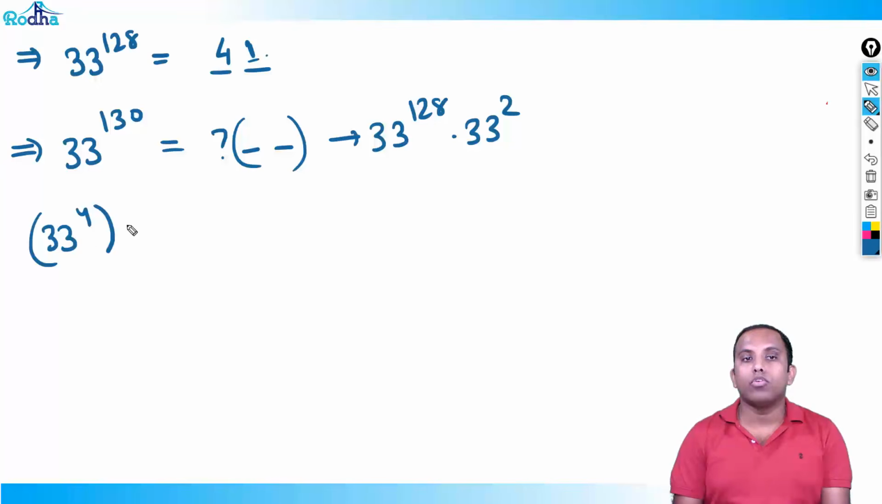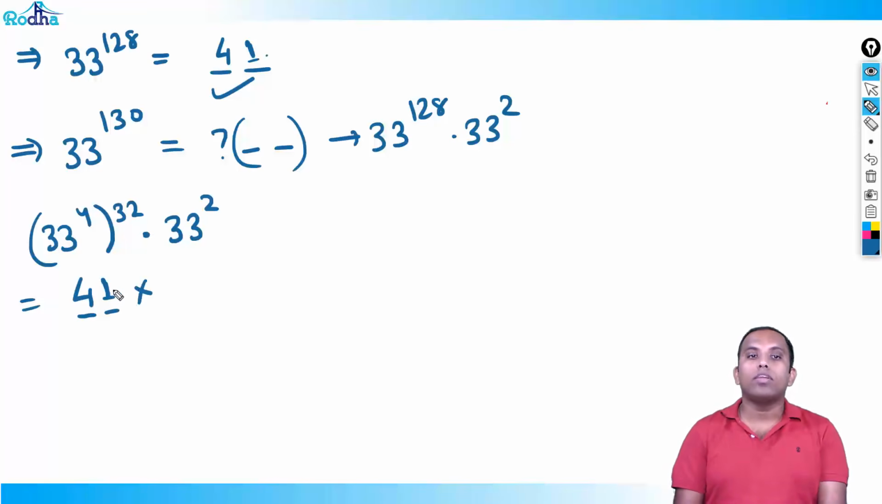So 33 raised to 4, into 32, into 33 square, right? So we got this. What is the last two we got? Here we got last two as 41. We solved this in the last slide. Now 41 into 33 square. What is the last two digit of 33 square? The last two of 33 square is the same as 17 square, that is 89.